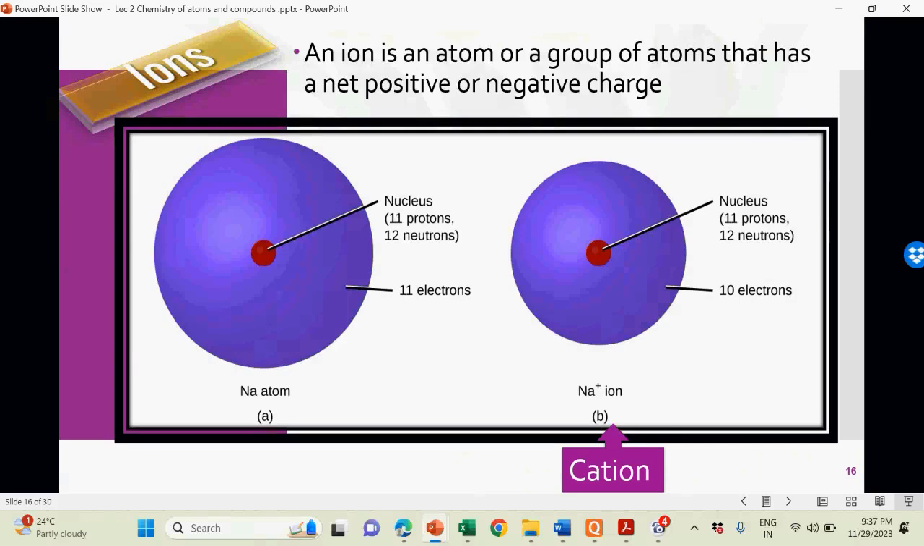This is another representation for the sodium ion and the sodium atom. On the left side is the normal neutral sodium atom with 11 protons in the nucleus and 11 electrons. So the atomic number of sodium is 11, because 11 protons, which is equivalent to the number of electrons, and the atomic mass of sodium is 23 because it's the sum of the content of the nucleus, protons plus neutrons.